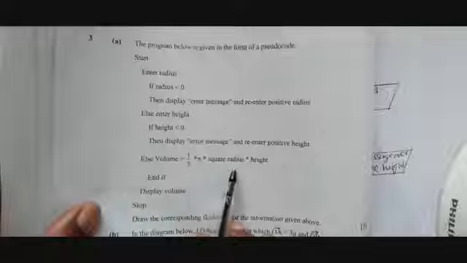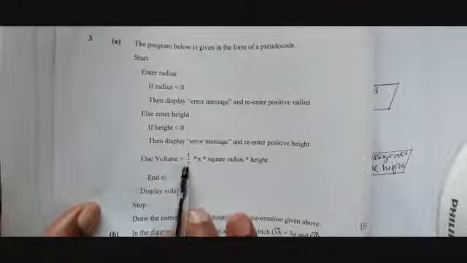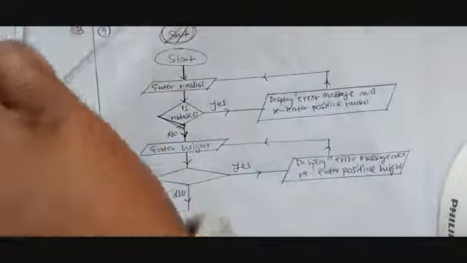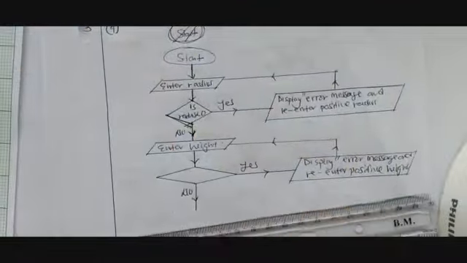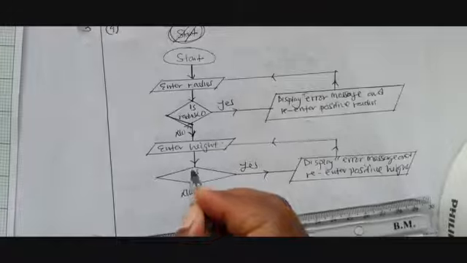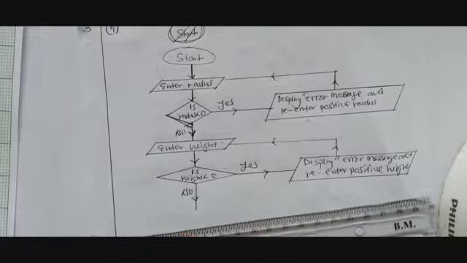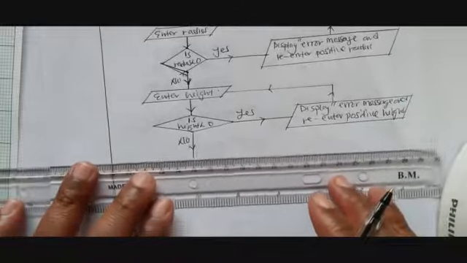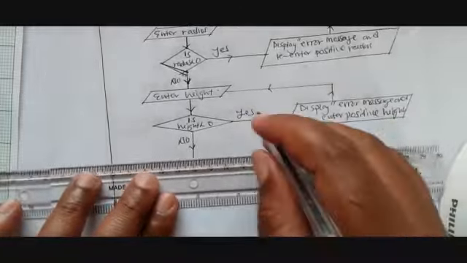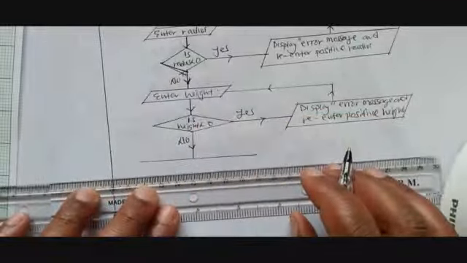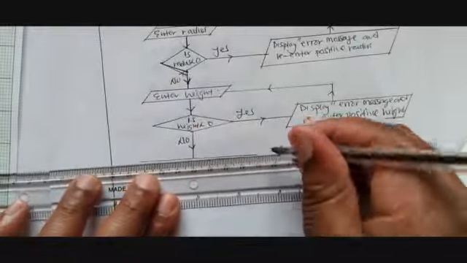Now, if not, that is else, we calculate the volume. So here we are processing. How do we do that? We introduce a rectangle, which is called a processor. Actually, here there is a need of a question: is height less than 0? You put that there. So we are saying if not, we work out the volume.